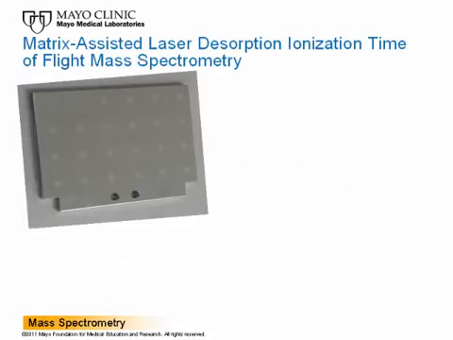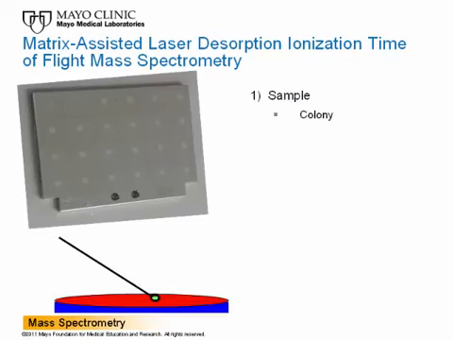I will first go over how matrix-assisted laser desorption ionization time-of-flight mass spectrometry is practically done in the clinical laboratory, starting from a colony. There are several systems available. I will overview the Bruker-Daltonics system, the system with which I have the most experience. A colony may be picked directly from a plate and then smeared onto a target plate.